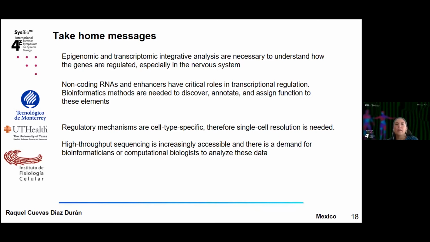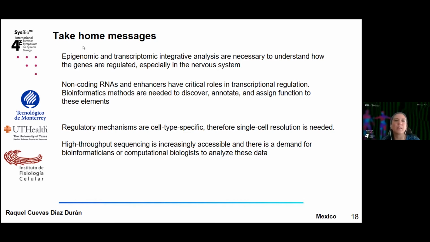So what are the take-home messages that I would like you to take with you? Right now, it's not only a matter of looking at RNA expression. With all these high throughput sequencing technologies, there are many other levels of regulation that you should integrate into your analysis. It's not enough to say that these genes and these lncRNAs are differentially expressed. Why? Who is driving those expressions?